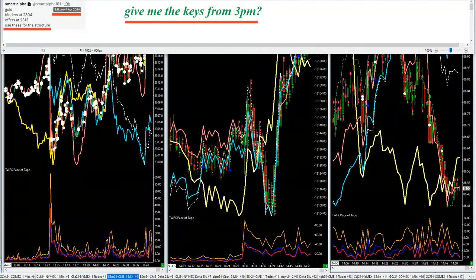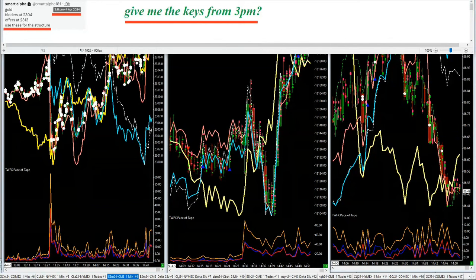Yesterday at 3 o'clock, you can see my tweet. You can see what I asked you to do with the tweet. I said there was gold bidders at 2304 and there was gold offers at 2313. And I asked you to make up your structures based on those bidders and offers. I then asked everybody in the room this morning, what are the dealer's keys based on that structure? Give me the dealer's keys based on that structure.